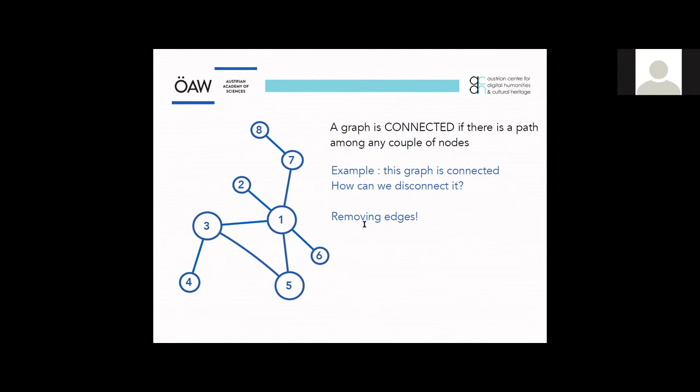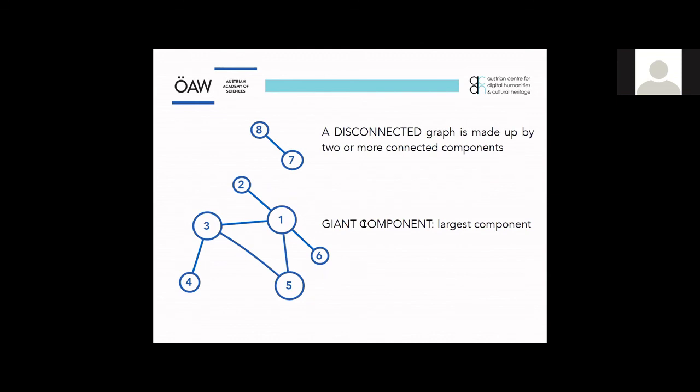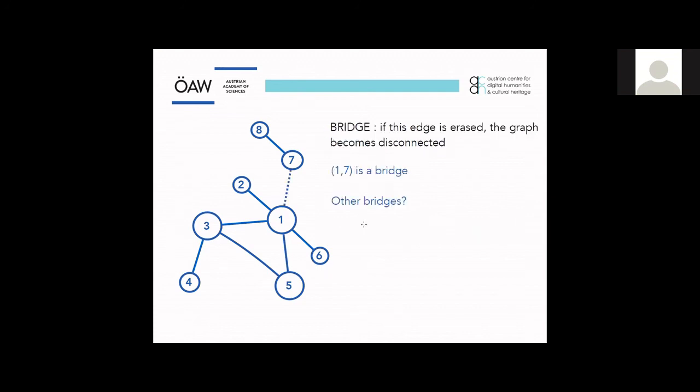Then, of course, we can define connectedness. A graph is connected if there is a path among any couple of nodes. So, for example, this is connected. How can we disconnect it? We can remove edges and obtain, of course, a disconnected graph. This is the normal situation usually when we deal with very large networks. We have a giant component that is the largest connected component, and a galaxy of isolated components, like couples of nodes or isolated nodes.